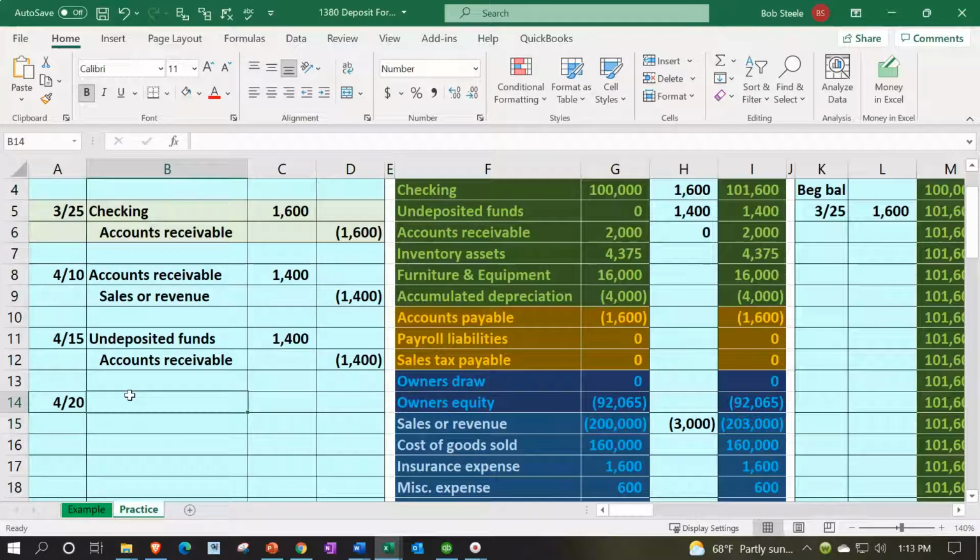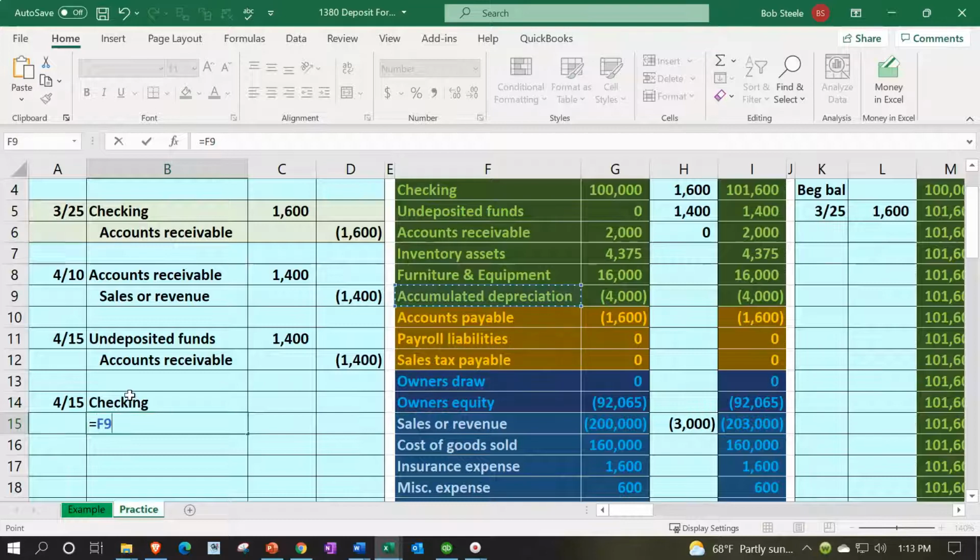This probably would happen basically on the same day, 4/15, because we should get all of our deposits and then put them right into the bank account. So let's just make it the same. This should be like 4/15, same day in essence. We walk to the bank at the end of the day and make the deposit. And so now we're going to increase the checking account and take it out of the undeposited funds.